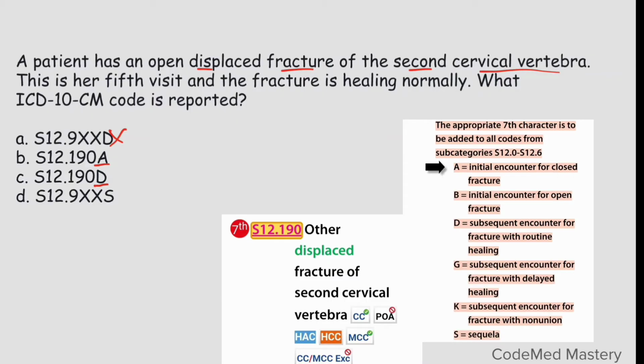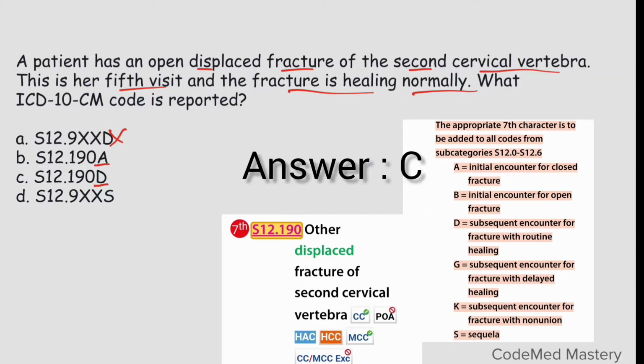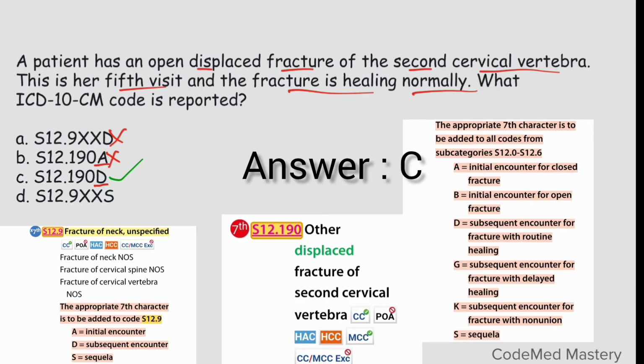7th character A is for initial encounter for closed fracture and D is for subsequent encounter for fracture with routine healing. So option C will be the right answer, that is S12.190D. D is for subsequent encounter for fracture with routine healing. You can check in the scenario, this is her 5th visit and the fracture is healing normally. So we are coding 7th character D. So option C is the right answer. Eliminate option B because this is not initial encounter for closed fracture. We'll eliminate option D, S12.9XXS, because that is for fracture of neck unspecified sequela. So that is wrong.